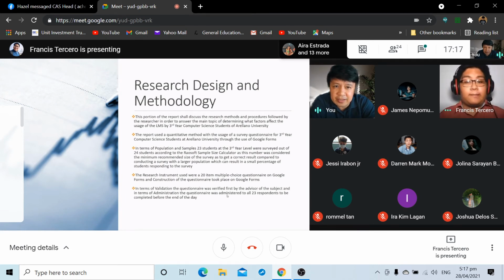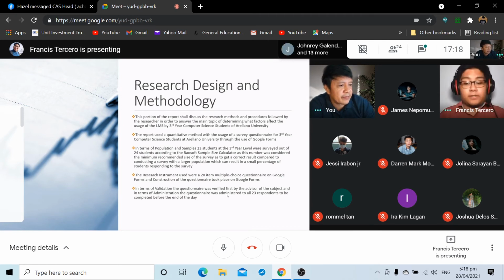How did you identify 23 as the sample? What did you use? As I mentioned earlier, po, sir, I used the Raosoft sample size calculator. So you actually entered the value of 24 and the value that came out is 23? Yes, sir, using the default values on the Raosoft sample size calculator. That was the result: 23 students should be surveyed to get a correct result, so to speak.